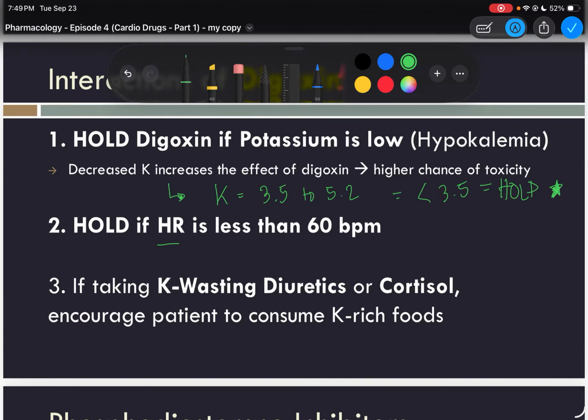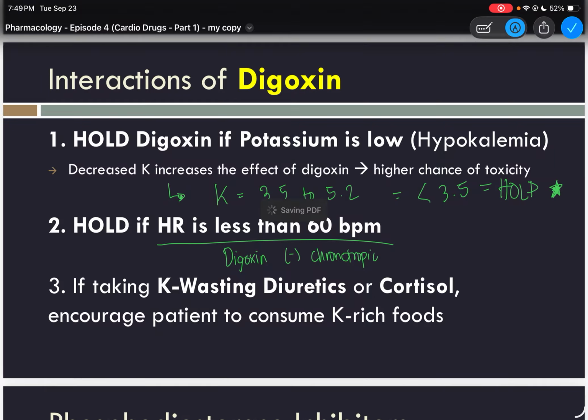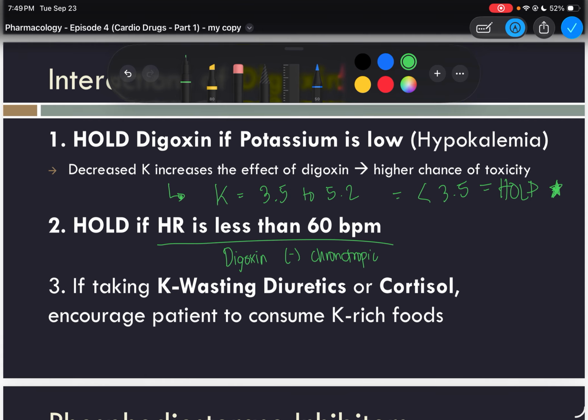Hold if the heart rate is less than 60 beats per minute. Hold if the heart rate is less than 60 beats per minute, because as I've said, digoxin has a negative chronotropic effect, meaning to say it will further decrease the heart rate. So if the heart rate is already very low, then there is a tendency that if you decrease it some more, it might cause severe bradycardia.